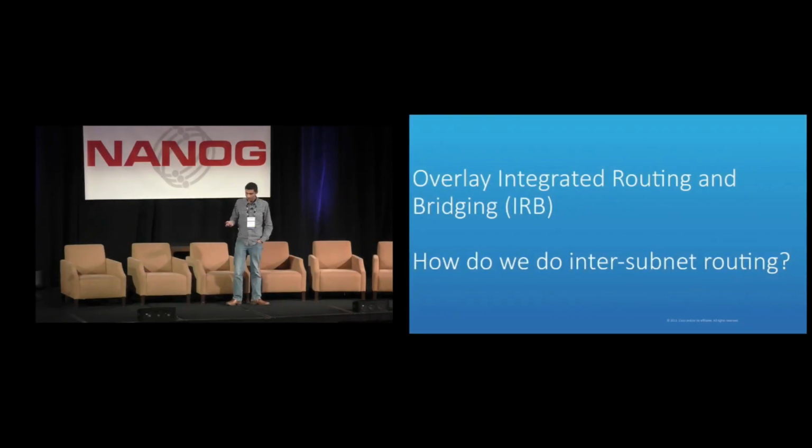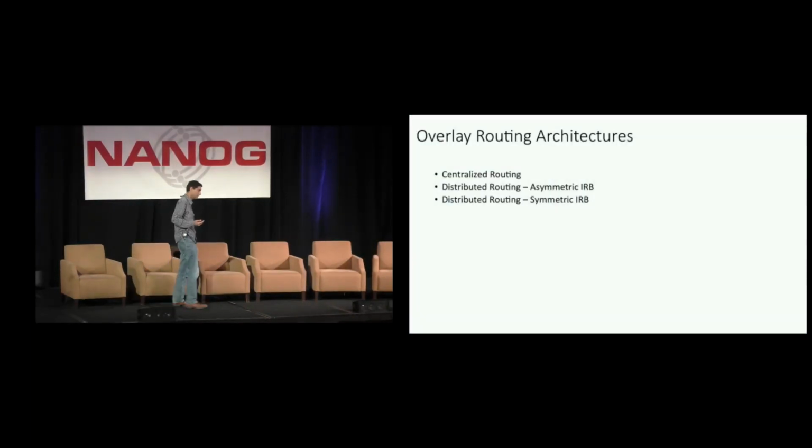So next, we'll look at how to do inter-subnet routing in this architecture. We'll go over 3 routing architectures that are possible with this: centralized routing, distributed routing with asymmetric IRB, and distributed routing with symmetric IRB. And we'll draw some comparisons and try to show why for this architecture we prefer one over the other.